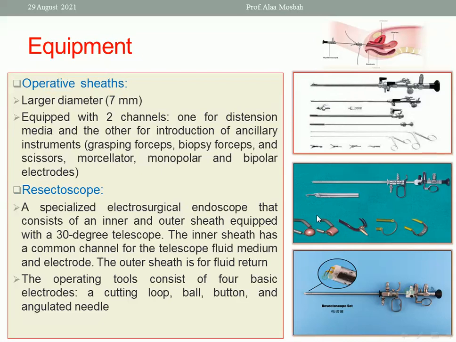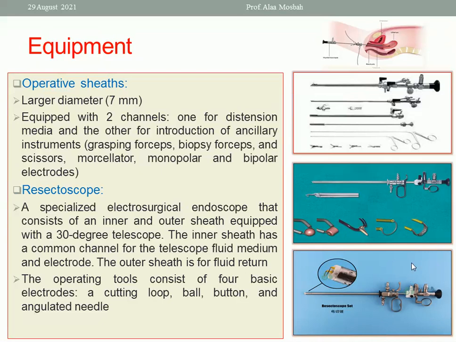What about resectoscope? Resectoscope, as in this picture, is a specialized electrosurgical endoscope, consisting of inner and outer sheath equipped with a 30-degree telescope. As I mentioned, the 30-degree lens is commonly used. The inner sheath has a common channel for telescope, fluid medium, and the electrode, while the outer sheath is for fluid return.